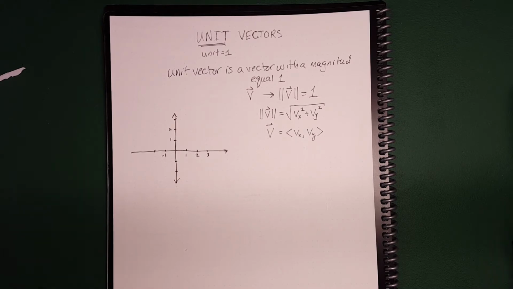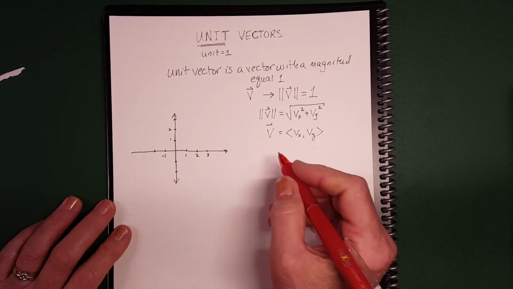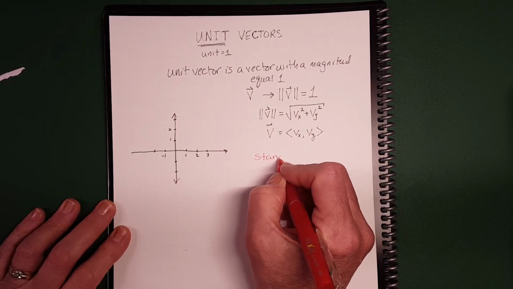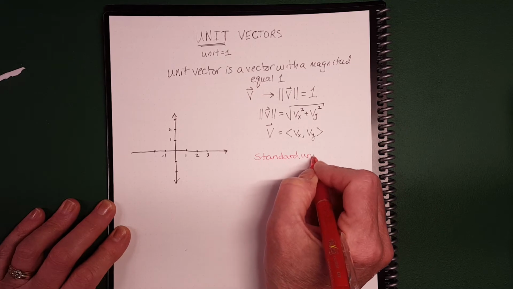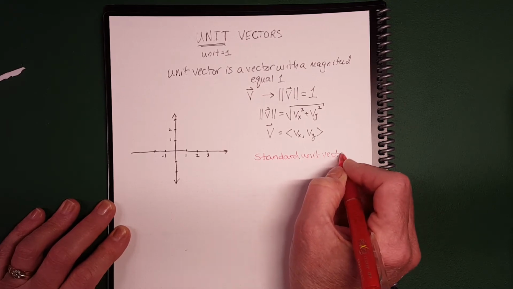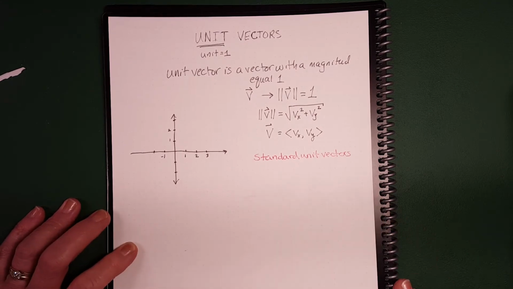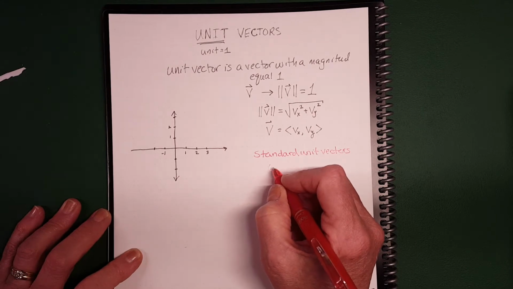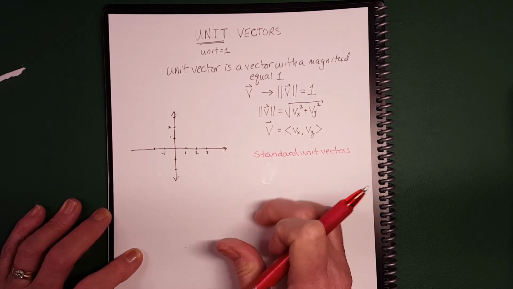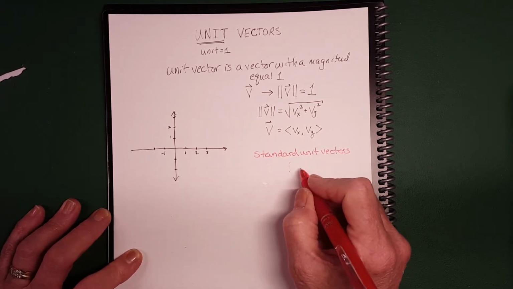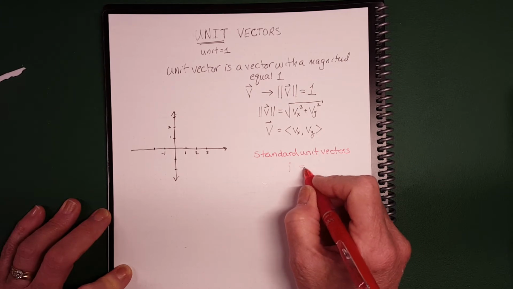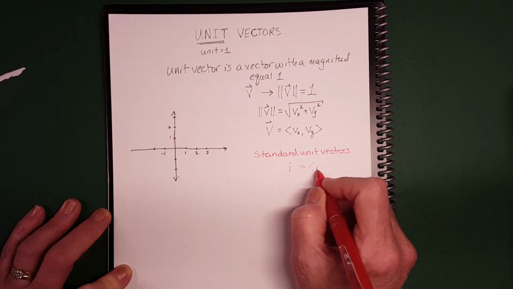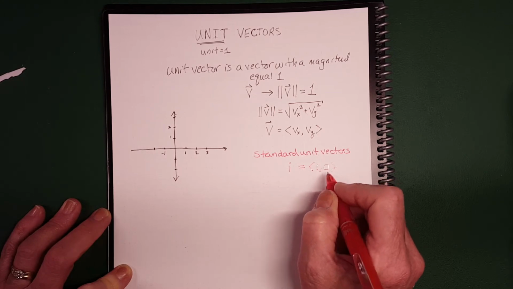Now there are some very special unit vectors that we have to talk about, and they are called the standard unit vectors. They get some special notation. In 2 dimensions, we only talk about 2 of them. In later math, you might talk about 3 different ones in 3 dimensions. The standard unit vectors are the I vector, the unit vector in the direction of the x-axis. So it's going to have a length of 1 in the x direction and 0 in the y direction.